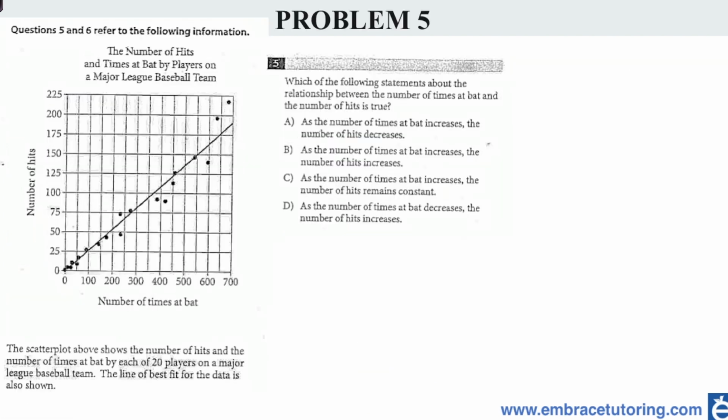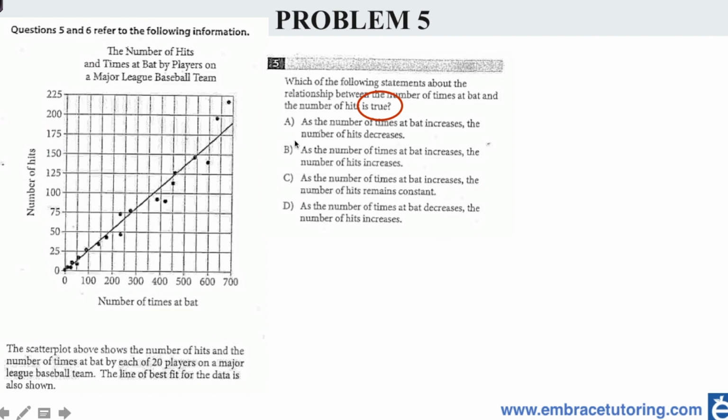Problem number 5 refers to questions 5 and 6, which refer to the following information. I'm going to skip this information till I have a better understanding of what the question is asking. It says, which of the following statements about the relationship between the number of times at bat and the number of hits is true? Now, given the fact that I'm looking for something that's pretty obvious, I'm going to skim my answer choices here just to help me better understand what I should be looking for. As the number of times at bat increases, the number of hits decreases. As the number of times at bat increases, the number of hits increases, right?